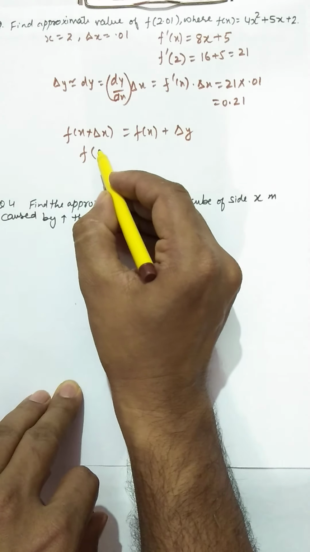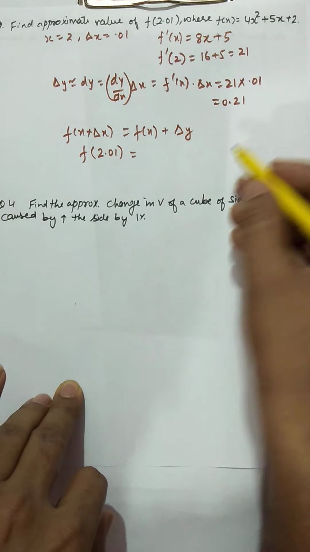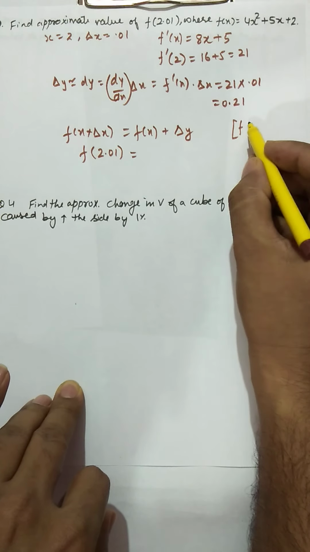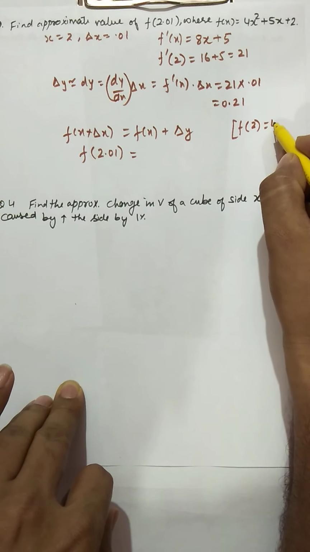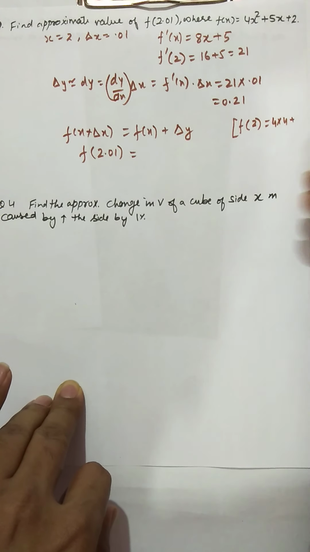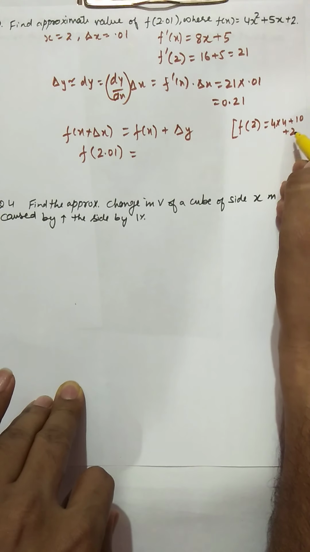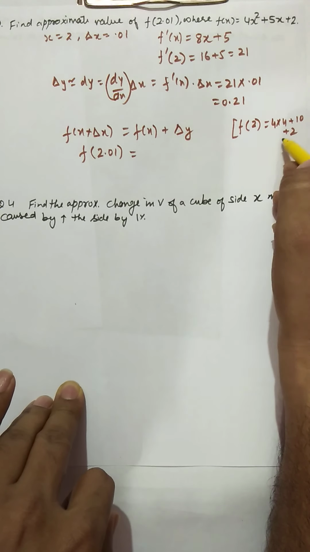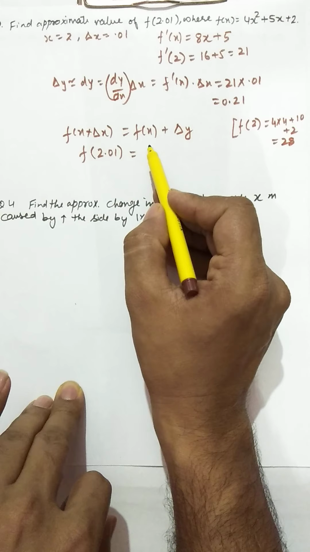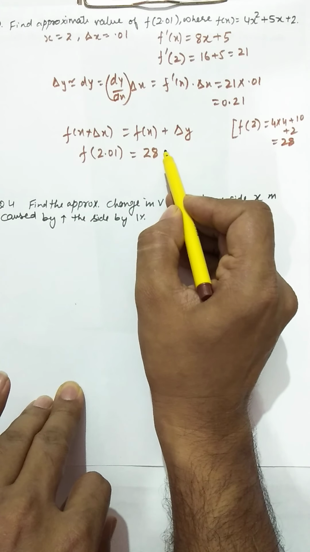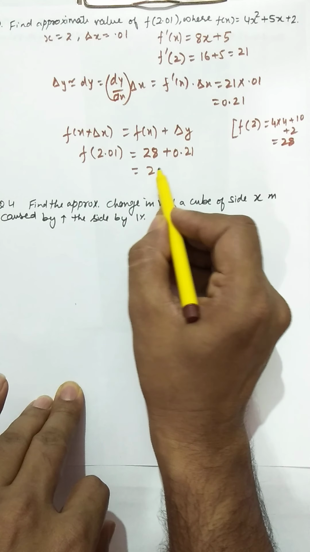Now f(x + delta x) is f(x) + delta y. So f(x + delta x) will be 2.01, and we have to calculate the value of f(x), which can be calculated here. f(2) will be 4 into 4 plus 5 into 2, this is 10, plus 2. So 16 plus 10 is 26, and 26 plus 2 is 28. So you can now substitute here, this is 28, and delta y has come 0.21.